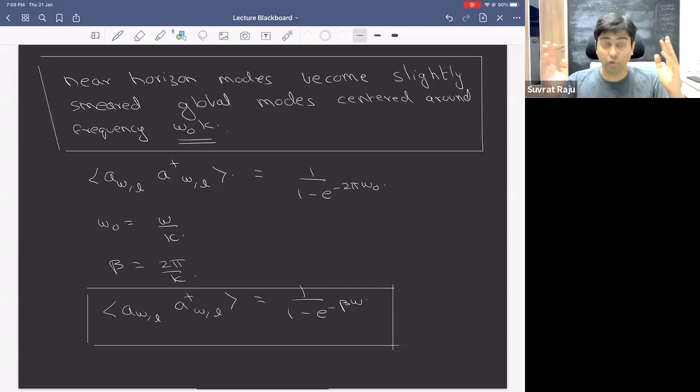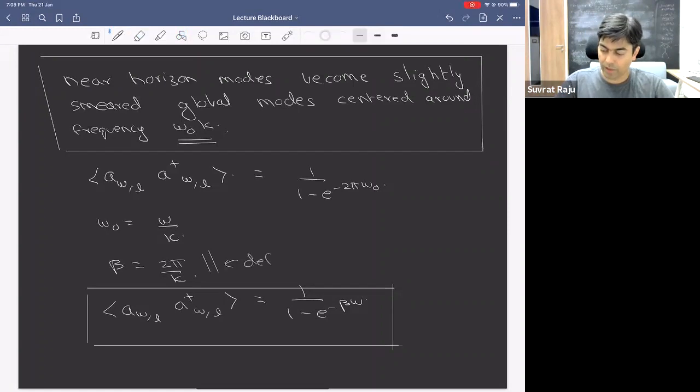And you see, this just drops out of the fact that the near horizon modes, when defined with the frequency omega naught, have an occupancy which is 1 by 1 minus e to the minus 2 pi omega naught. Then there is a relationship that we computed between this omega naught and omega. And then we define this beta. This is just a definition of beta for us.